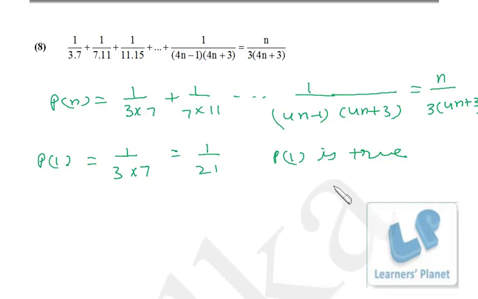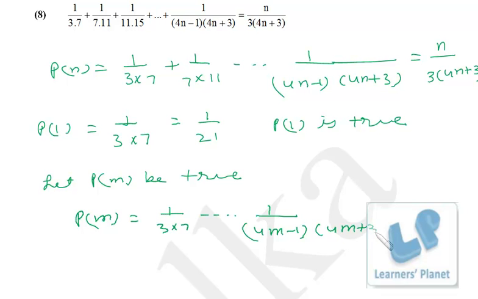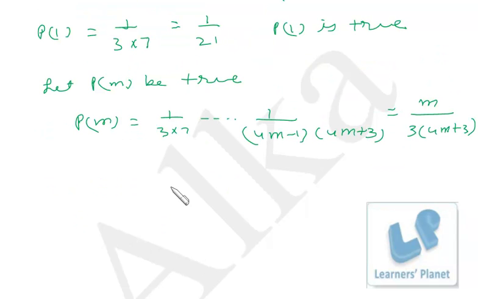Second step: let Pm be true. So Pm is true. That means we have to write Pm is equal to 1 upon 3 into 7 plus 1 upon 7 into 11 up to 1 upon (4m minus 1)(4m plus 3), which is equal to m upon 3(4m plus 3). Okay, now we have to prove that Pm plus 1 is true.